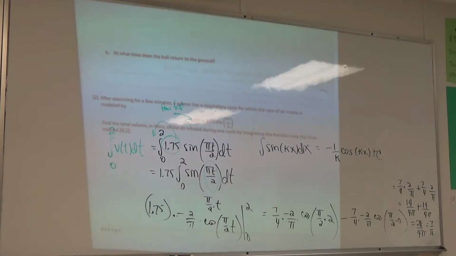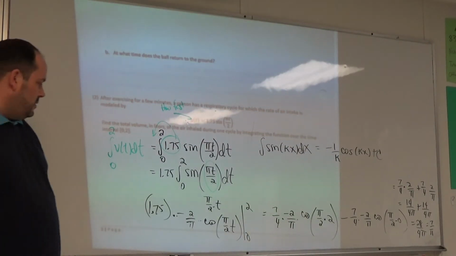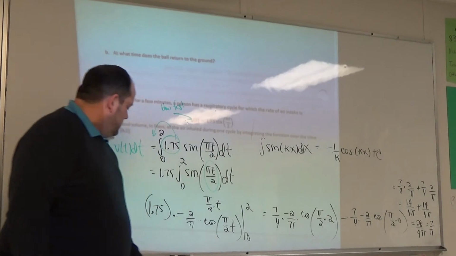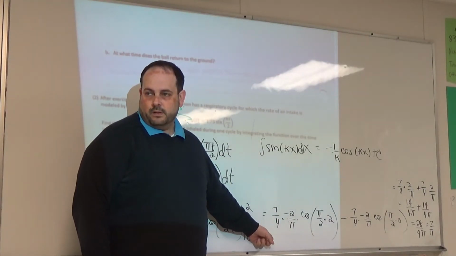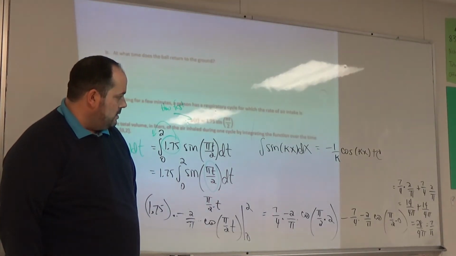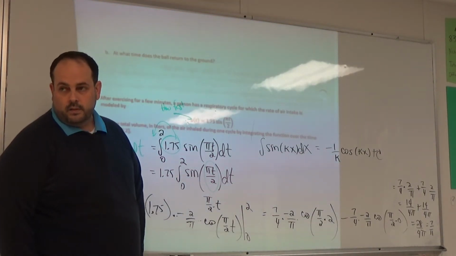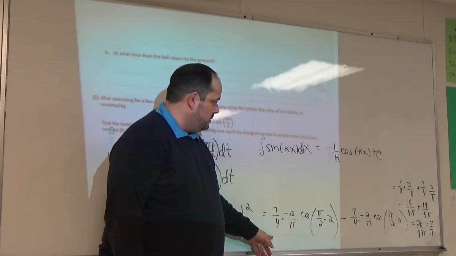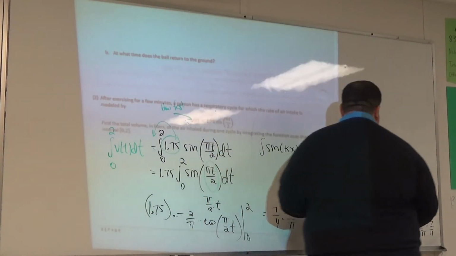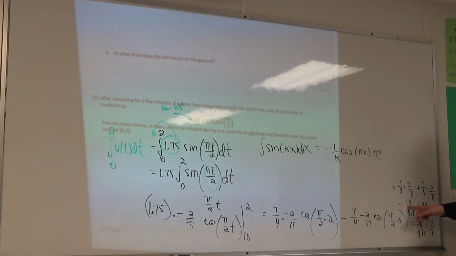Nora, what's up? Where'd you get 7 over 4? When you told me you don't like 1.75, you made it 7 over 4? Yeah, but then I simplified. I got negative 7 over 2 pi. Yeah, that would work. And so over here you'd have 7 over 2 pi and another 7 over 2 pi, which is 14 over 2 pi, which is 7 over pi.